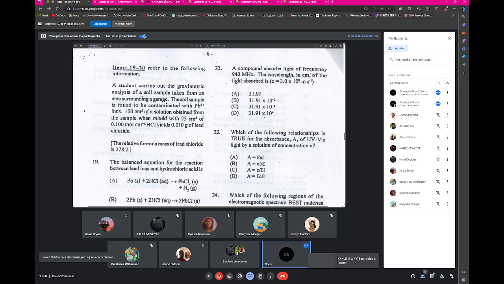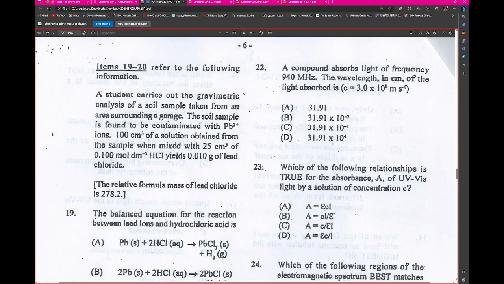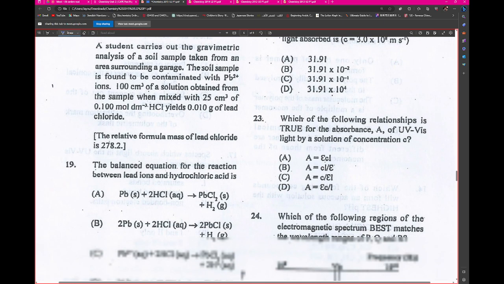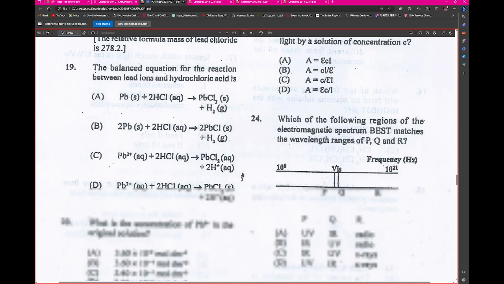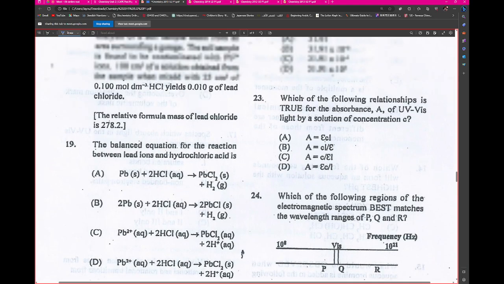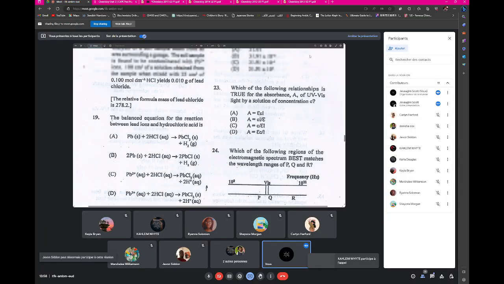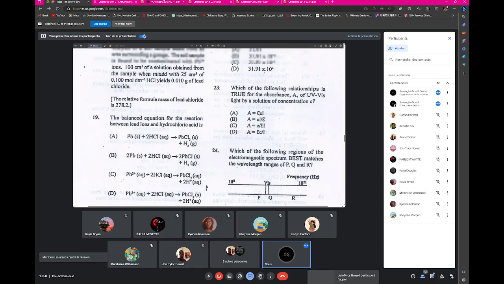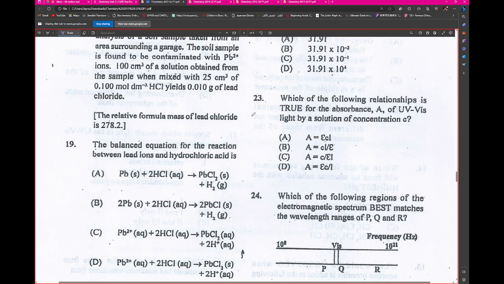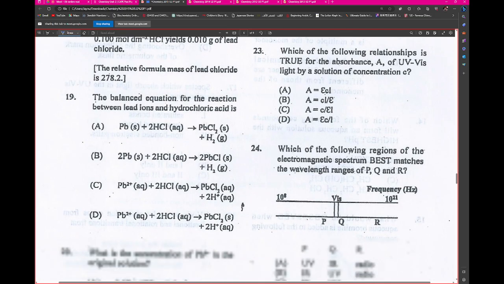Alright, so a student carries out the gravimetric analysis of a soil sample taken from an area surrounding garbage. I think this is the question where it just asks a bunch of stuff. Right? Let me just check something down here. So these are actually simple. It really just looks like it's difficult. I notice that these tend to repeat all over the place. So we have this entire thing. So balance the equation between lead and that.